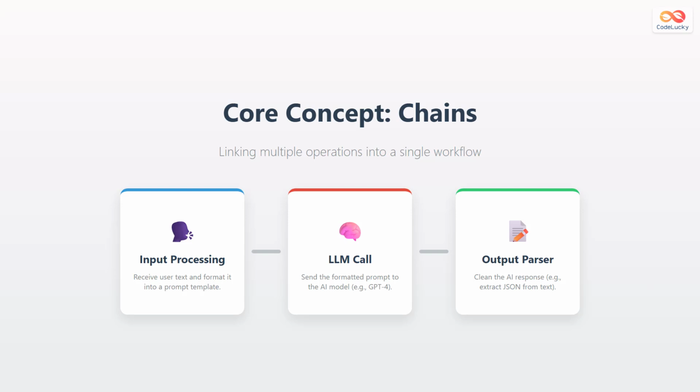Next, we have chains. A single call to an LLM is rarely enough for a complex task. Chains allow you to link multiple steps together. You might have one step that processes user input, feeds it to the AI, and then another step that takes that AI output and formats it or uses it to look up information. Chains automate this sequence.